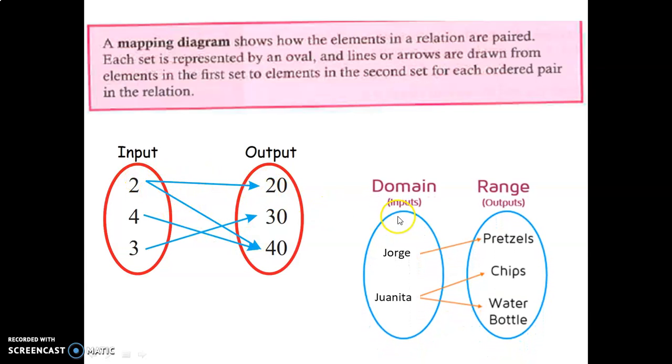Here's another mapping diagram. As I said, it's not always about numbers. Relations and sets can be about anything. So here we have the inputs are 2 people, Jorge and Juanita, and there is an output set, and it shows pretzels, chips, and water. So maybe we're showing the kind of snacks they have with them. And Jorge, we can see, is matched to pretzels, while Juanita is matched to chips and a water bottle.